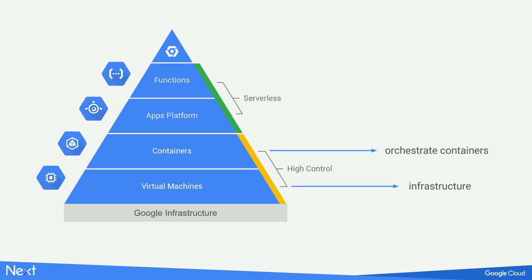One level up in that level of abstraction, you're going to have containers. If you're an organization that's already familiar with Docker and you want to run a fleet of Docker containers efficiently across a fleet of machines, Kubernetes is a fantastic option.